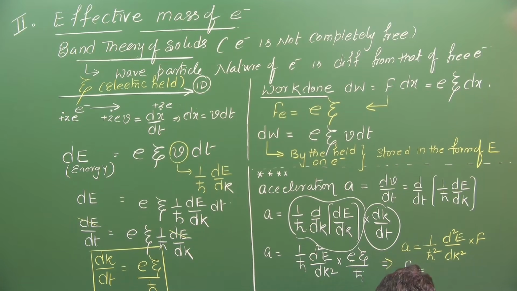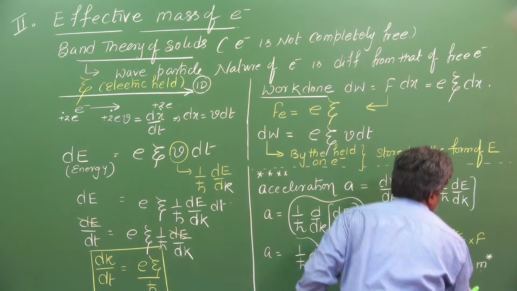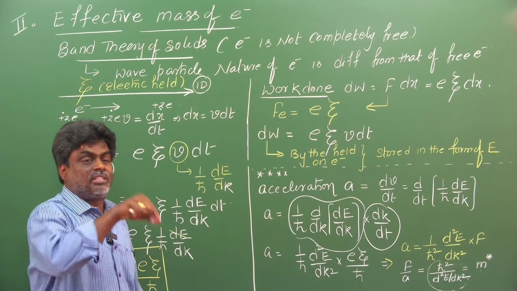Could you please tell me what is F by A? 1 by h cross square. So that is nothing but what again? H cross square by d square E by dk square. And the force by acceleration is nothing but a mass, but that is not the free electron mass, and this value will never be equal to it. That's why whatever value you are getting is not equal to the mass of a free electron. That's why we are representing it as m star, where m star is the effective mass of the electron.